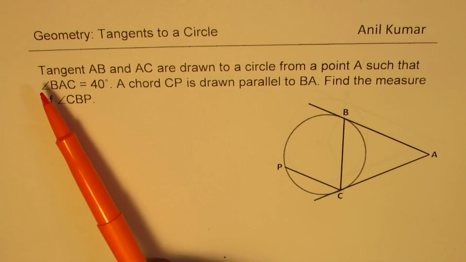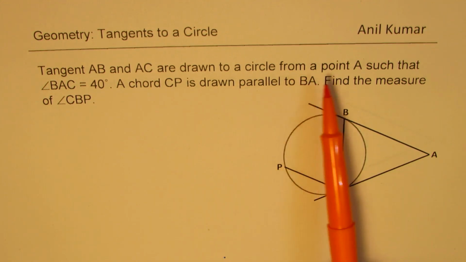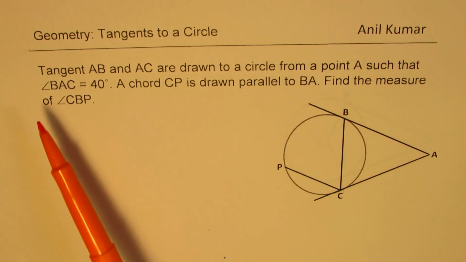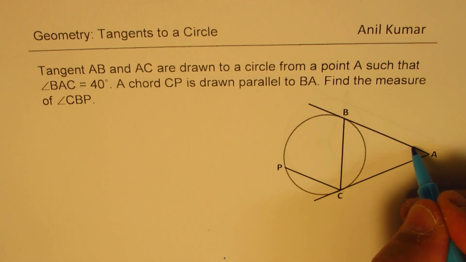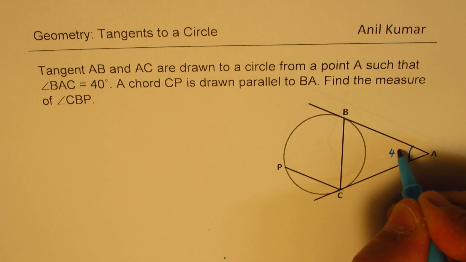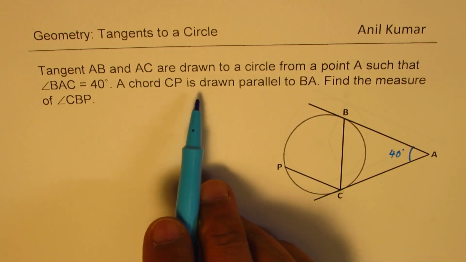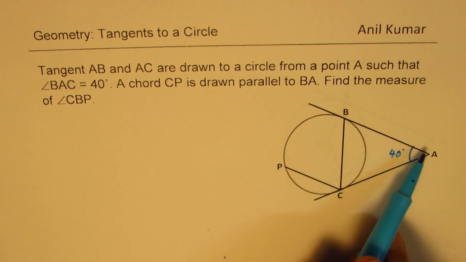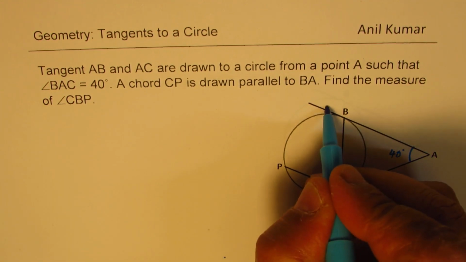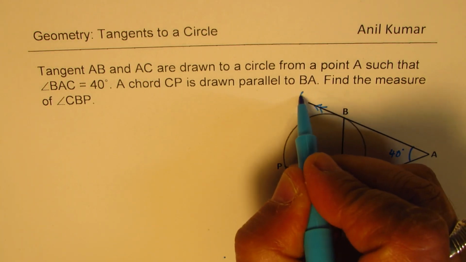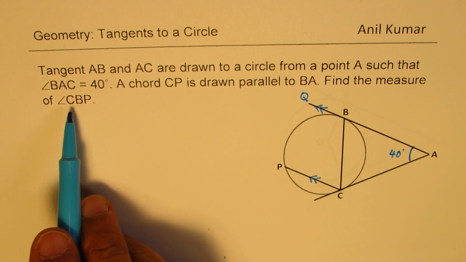Tangents AB and AC are drawn to a circle from a point A such that angle BAC is 40 degrees. So we are given this angle BAC as 40 degrees. A chord CP is drawn parallel to BA. So this is parallel to BA, right? Let's call this point Q. Find the measure of angle CPB.